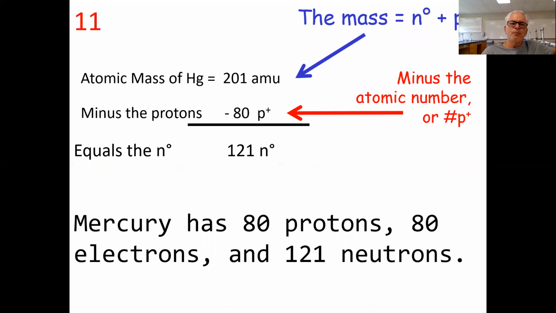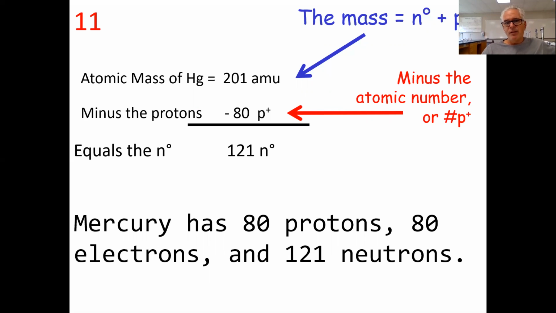Now, watch what we're going to do. The mass of Mercury, rounded to the nearest whole number, is 201 AMUs. That's the mass of the neutrons and the protons. So if we have the protons and neutrons all together, and it's 201, and I take 80 protons away. How do I know there's 80 protons? It's number 80. There's 80 electrons and 80 protons. So if there's 201 total protons and neutrons, take away the protons, how many neutrons are left? 121.